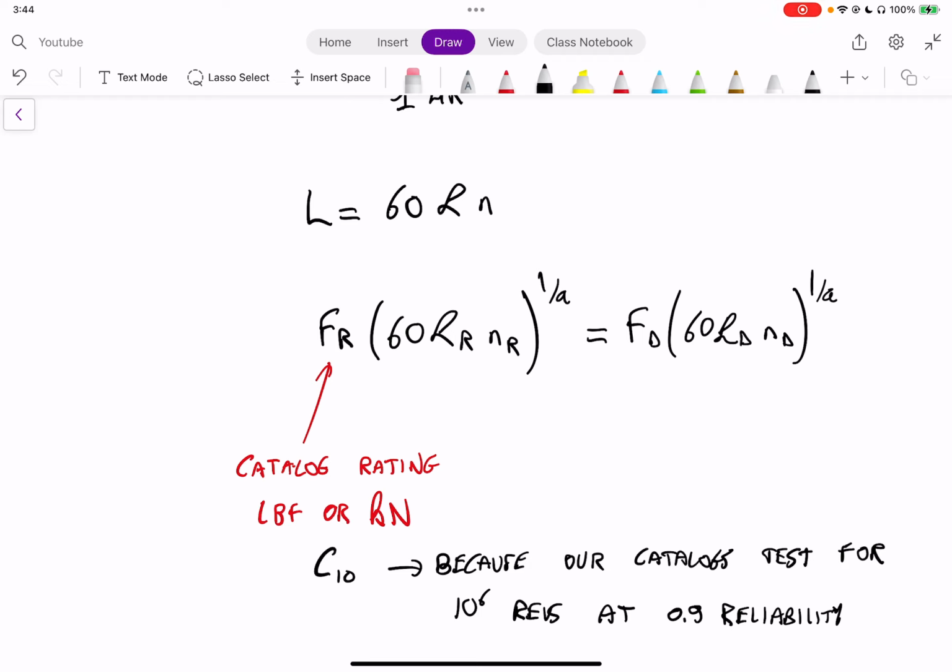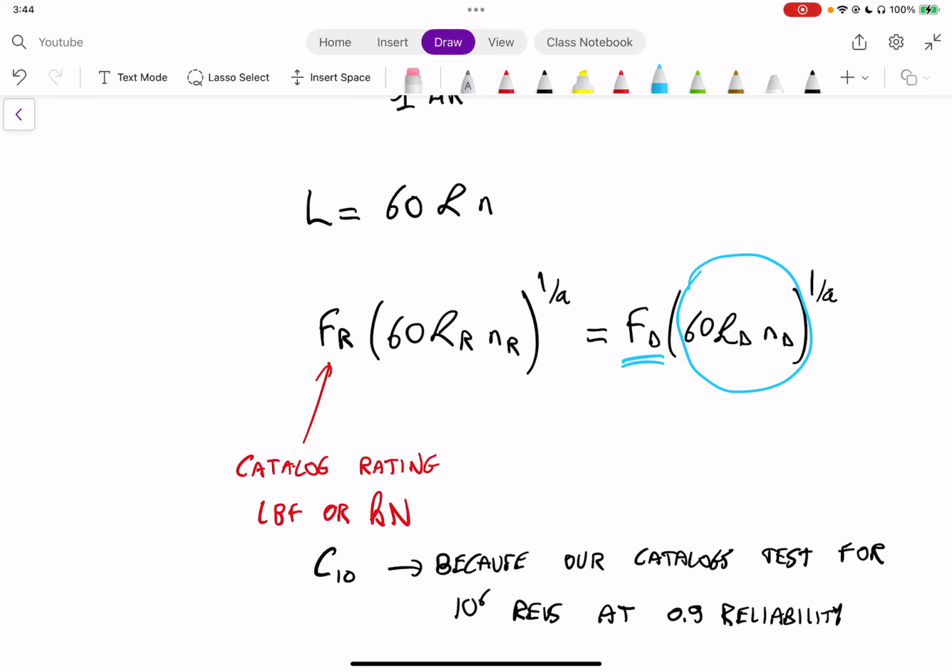And then so far we've learned that we can modify or figure out our force desired if we are looking for a different life. So we're looking for our force desired if we have a different life assigned to our bearing.